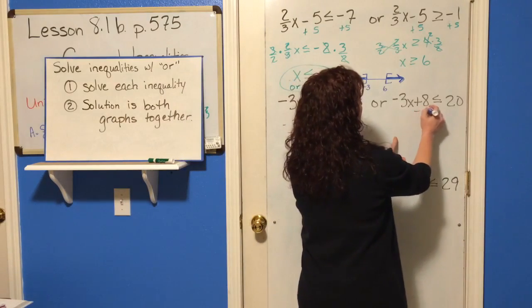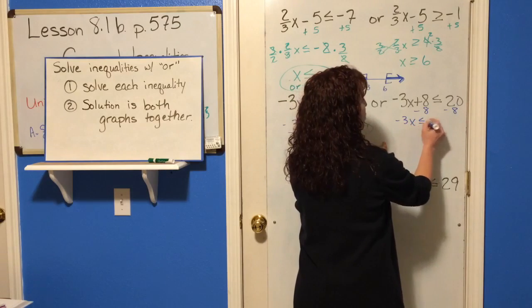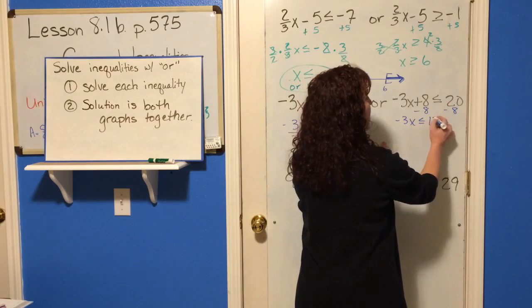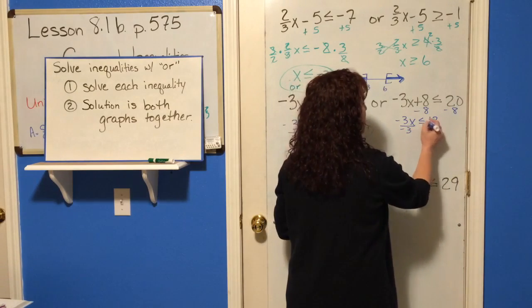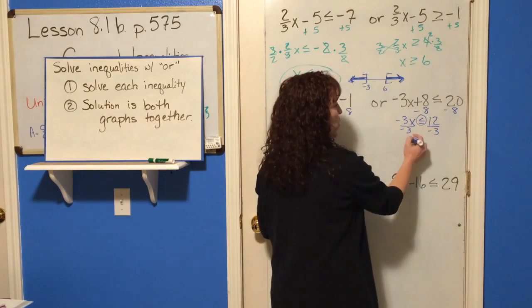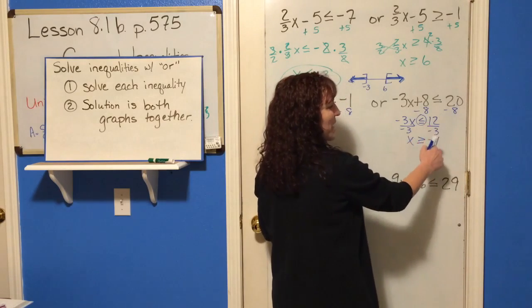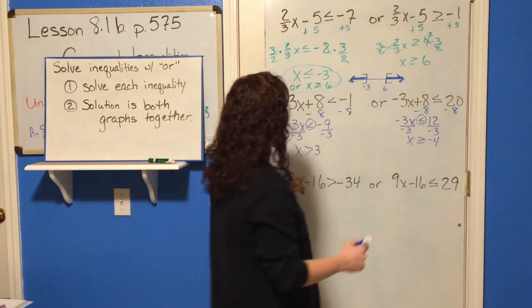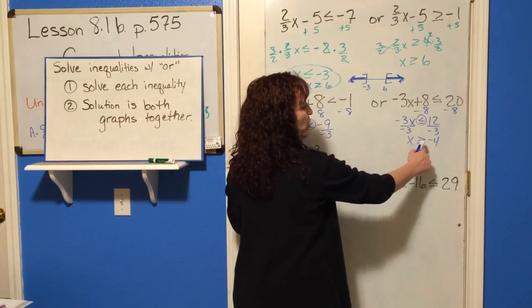And now subtract 8 from both sides here. Negative 3x is less than or equal to, what's 20 minus 8? 12. Is that yes? 18, 19, 20, yes. Divide by negative 3, so we're going to switch our sign. So x is greater than or equal to negative 4. Positive divided by a negative is a negative. So now x is greater than 3, or x is greater than or equal to negative 4.